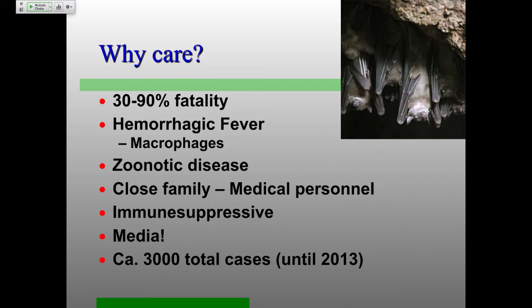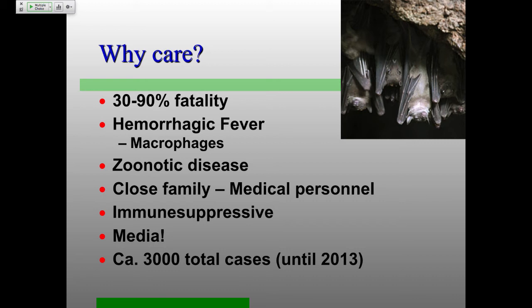So why the heck do we care? Well, again, kind of like the case with SARS, MERS, et cetera, high fatality rates. And we'll get back and talk a little bit more about these high fatality rates. These are high fatality rates in these very underdeveloped or developing countries, and we'll see a little bit later on why I mean that. Hemorrhagic fever, you basically bleed out of everywhere, which is really kind of nasty. And it seems to be mostly through the activity, in fact, overactivation of macrophages.